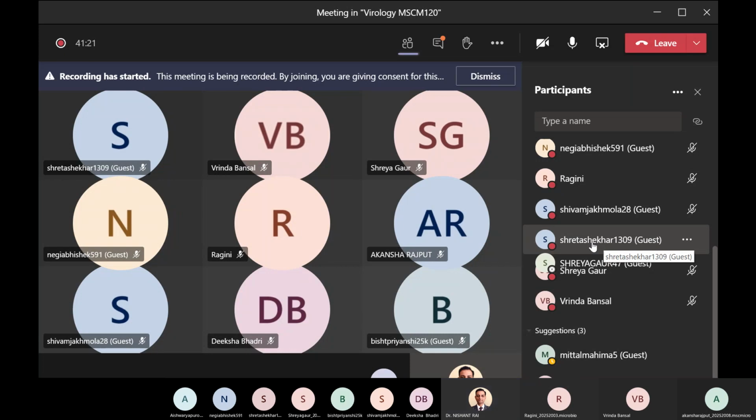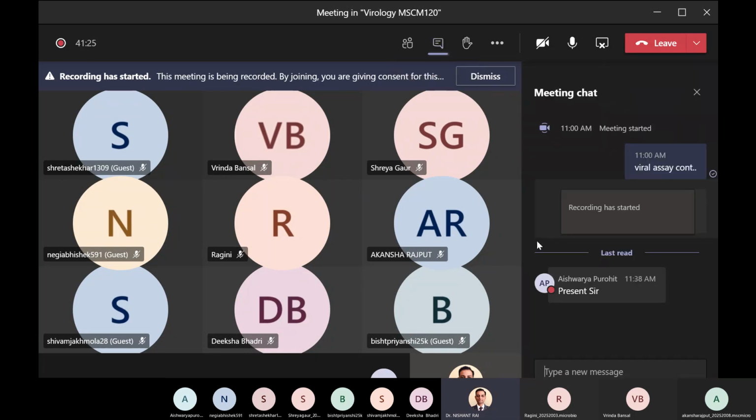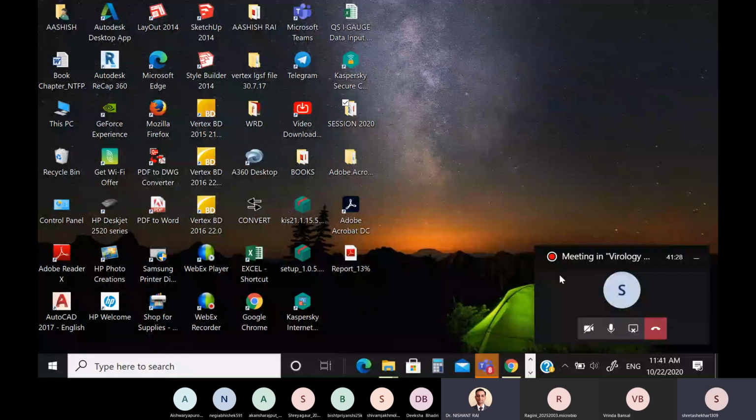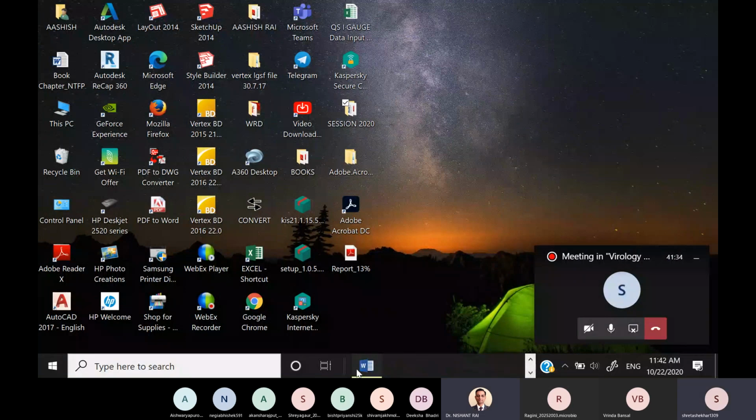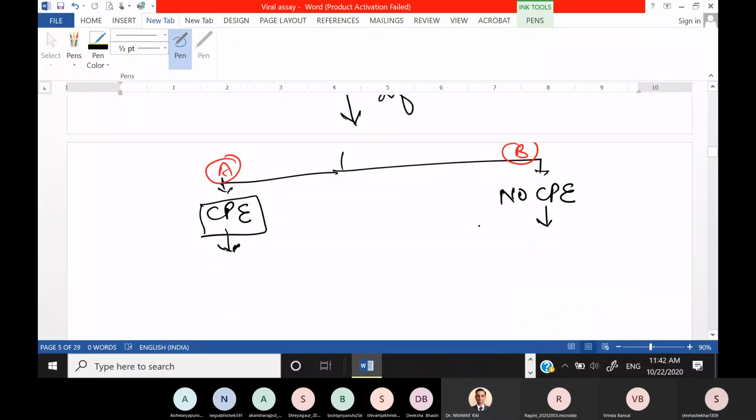Shekhar. Yes, sir, Shweta Shekhar. Okay. Sir, I think the one in which the effect will not be there will be DNA. The one in which no cytopathic effect is shown, that will be DNA, sir. Okay, and this will be RNA. So other students, is it okay? Are you in favor of this answer?